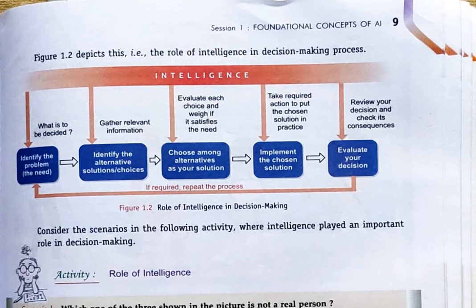So this figure depicts the role of intelligence in decision making. First is to identify the problem, then identify the alternatives, then we evaluate each choice, that is, choose among the alternatives, then we implement the chosen solution, and then we evaluate the decision. And this process is repeated if required. Okay, so this diagram shows you the role of intelligence in decision making.